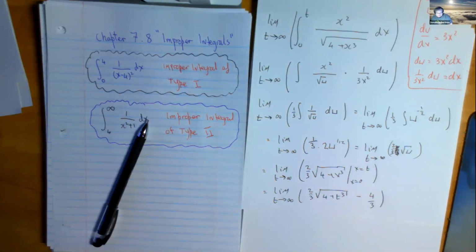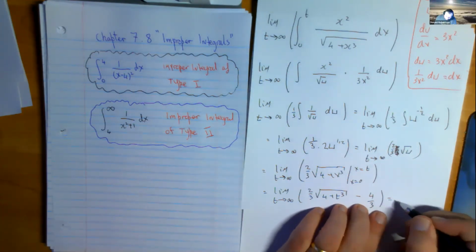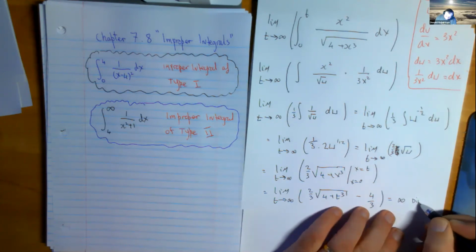Okay, brute force time. What's this whole horrible mess going to be at the end if you make t infinite? You said something, but I think I would catch it. Infinity. Agreed. And so infinity take away 4/3 doesn't do any damage. This one diverges.